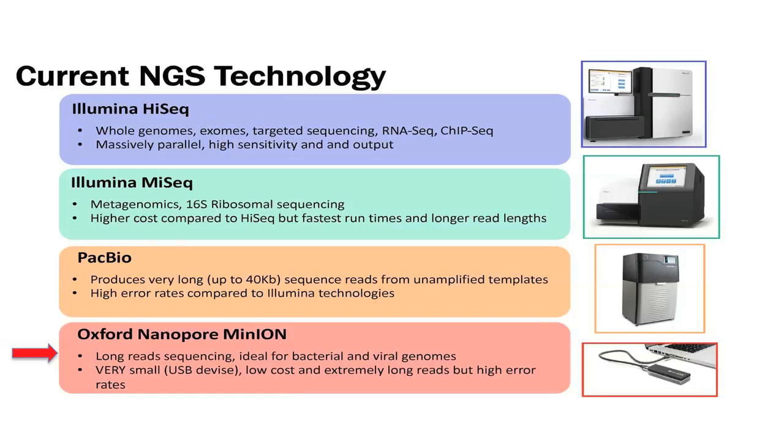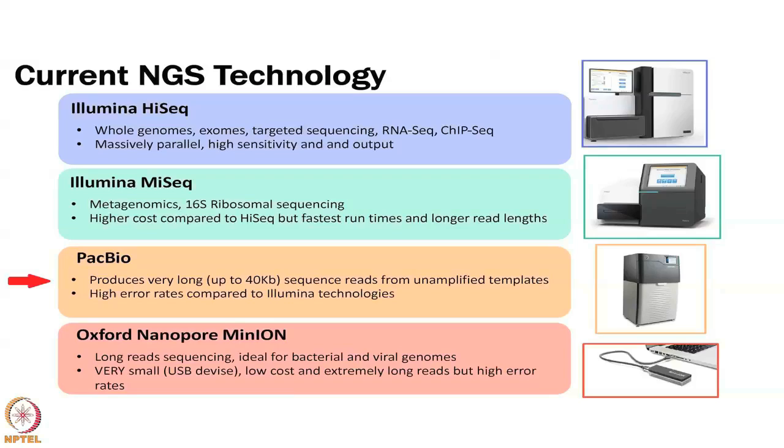And then there's the Oxford Nanopore MinION, which is super cool. Has anyone seen one of these? Okay, because they're like USBs, which makes them pretty exciting. They're also really good for long reads. They're ideal for that reason for bacterial and viral genomes. They're very small. They have historically had very high error rates, but they are trying to improve this. We'll talk about that a little bit more too.